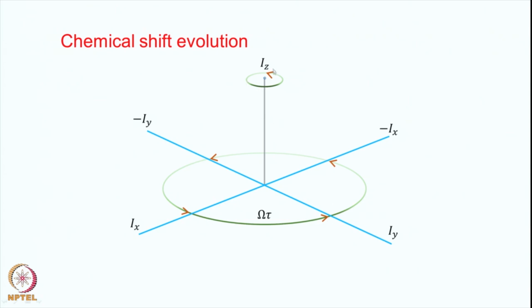So if this is chemical shift evolution, your Hamiltonian has the Iz operator here, therefore we write in this manner, and your basis operators are Ix and Iy. Therefore, Ix rotates into Iy and Iy rotates into minus Ix, then into minus Iy, and so on and so forth. So all transformations happen here. These form a rotation group. These 3 operators form the rotation group.